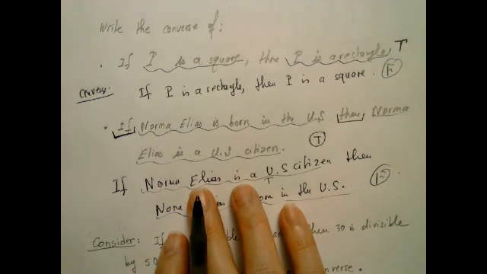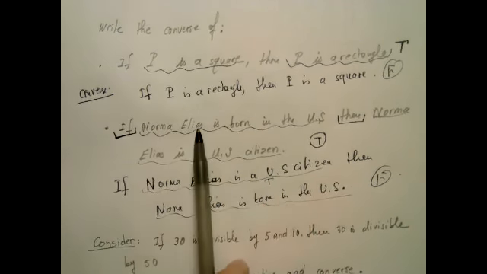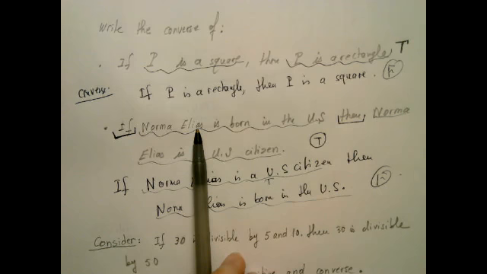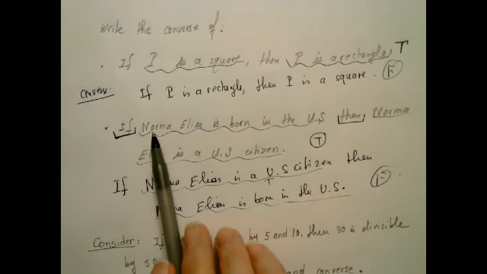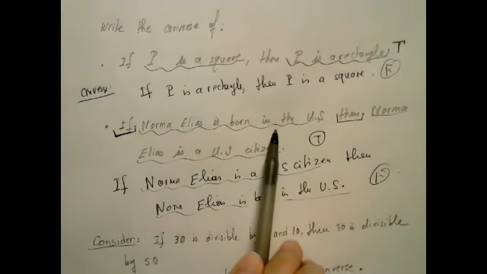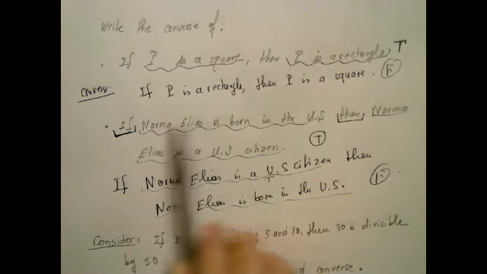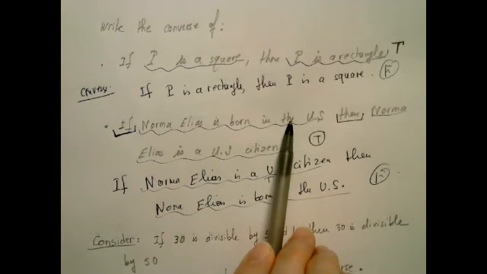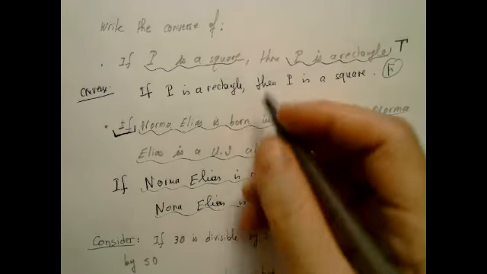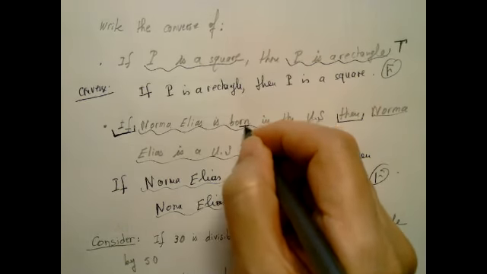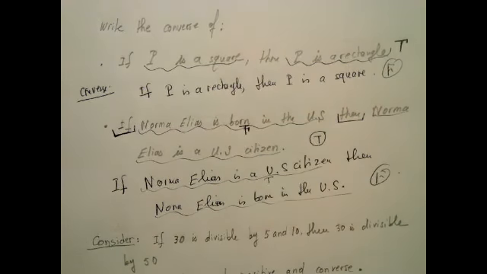Chris is asking me, why is the original statement true? This one, Chris? If Norma Elias is born in the US, that's false. I was not born in the US. And whenever the premise is false, the statement is true. That's why the original statement is true, because my premise is false. I was not born in the US. So we don't care about the conclusion. All right? Make sense?